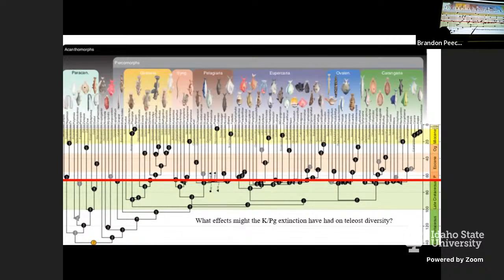But what we can see here is that some of these splits are being estimated as before the red line. That's because they're based on somebody doing a DNA analysis and pulling the lever. They're not calibrating to what might have happened. So some of these are almost certainly in the immediate aftermath of the extinction.